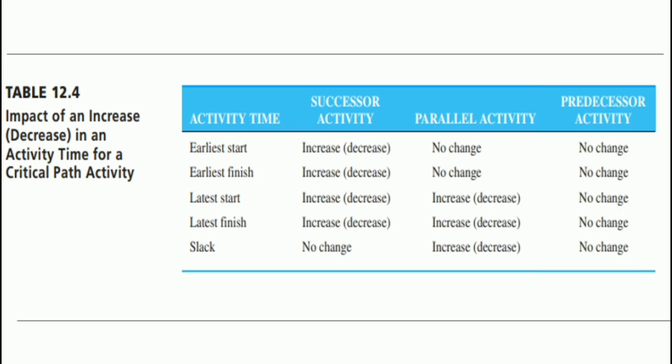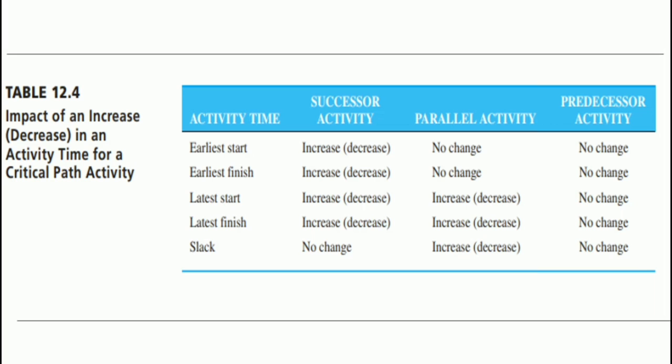This table shows the impact of an increase or decrease in an activity time for a critical path activity. If the time it takes to complete activity G increases, there will be an increase in the early start, early finish, latest start, and latest finish times for all successor activities. Because these activities follow activity G, their times also increase.